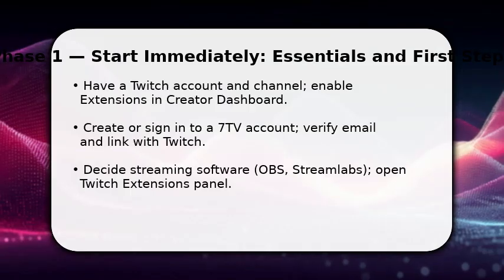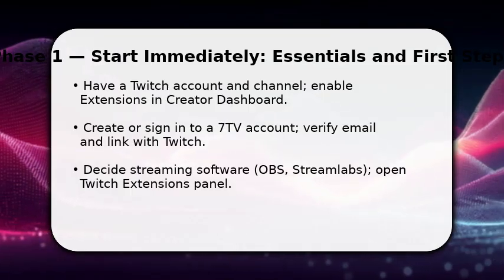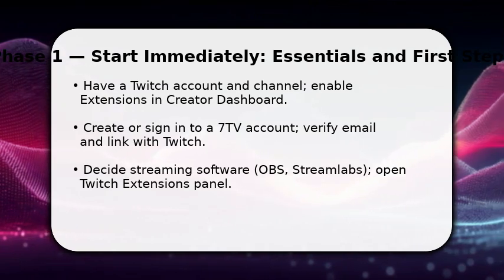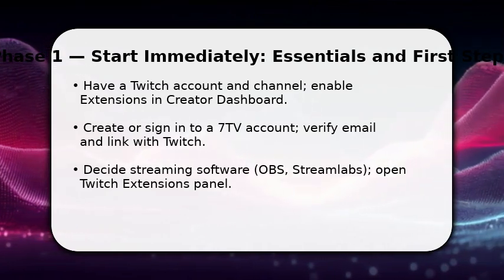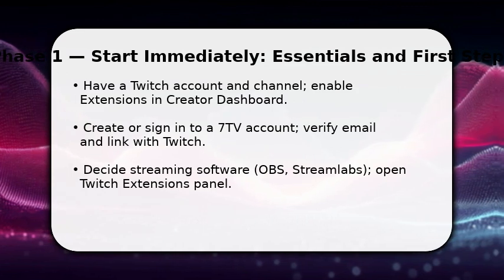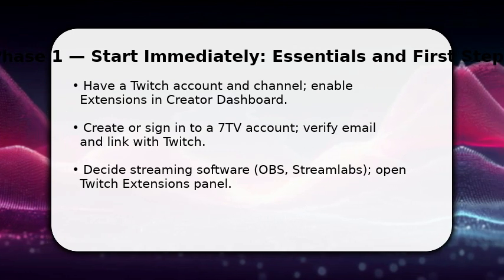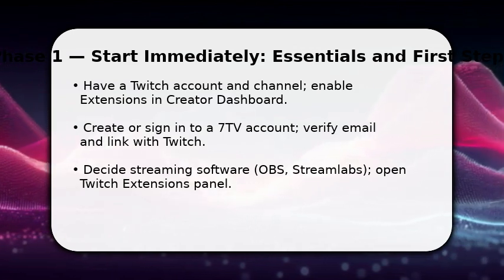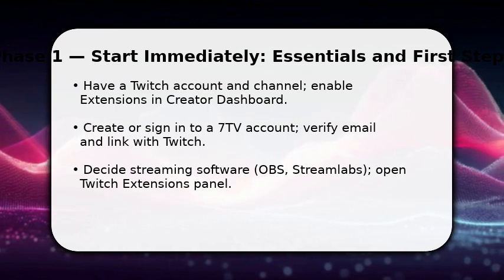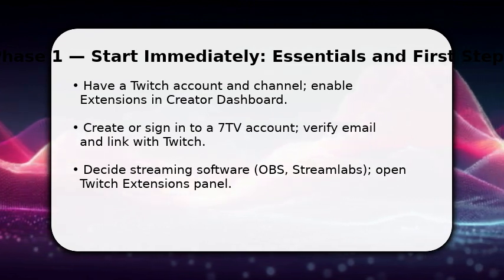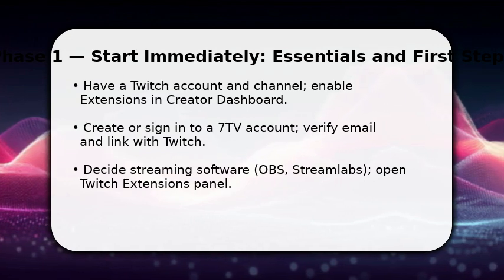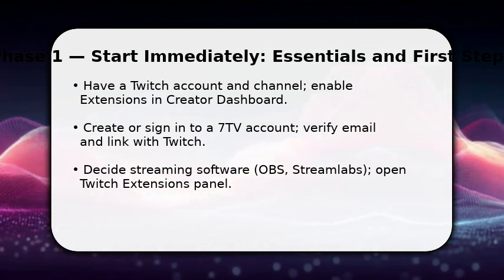Enjoy the video. You start by confirming two essentials: a Twitch channel and a 7TV account. Once logged into both, link them in 7TV settings so permissions propagate. Then, go to Twitch Creator Dashboard and open Extensions. Search 7TV and click Install. Make sure to choose the extension slot for overlay or panel because placement changes viewer interaction.